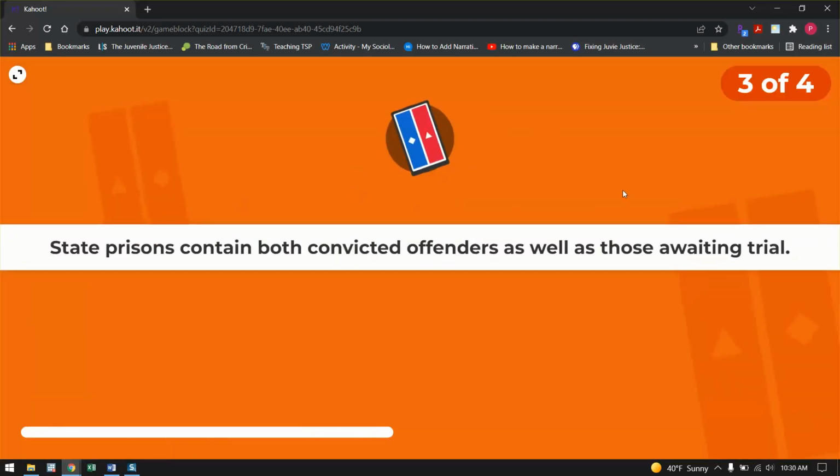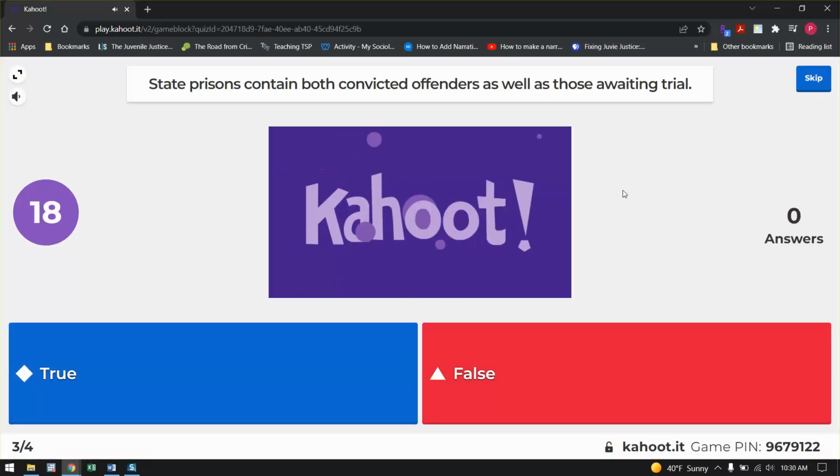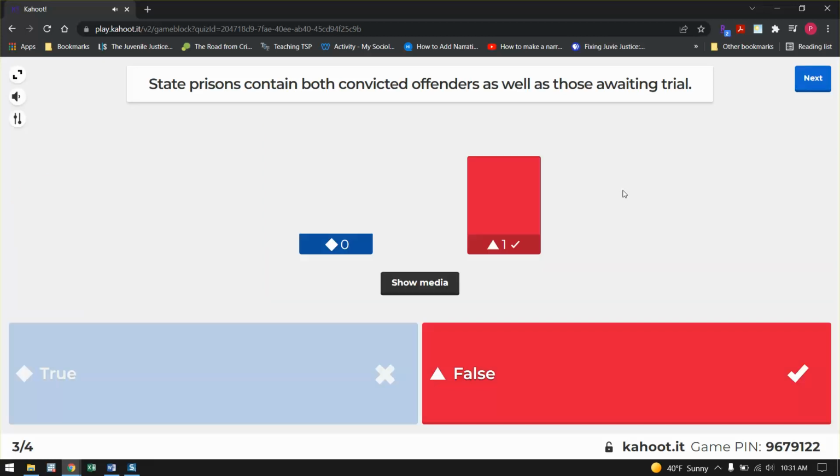The third question is now moving to focus on state prisons and what purpose these serve. And the statement reads, state prisons contain both convicted offenders as well as those waiting trial. But as we know, this statement is false. For state prisons, it's only people who have been convicted. It's not people waiting trial like the jails.